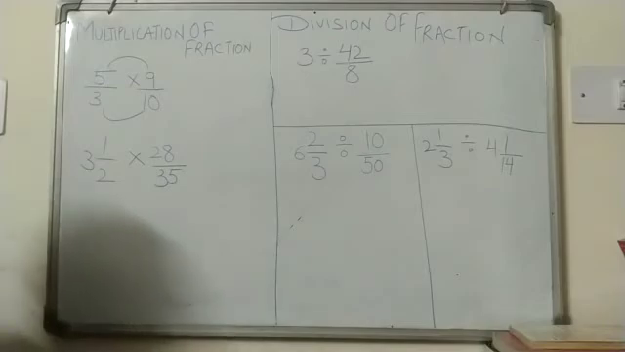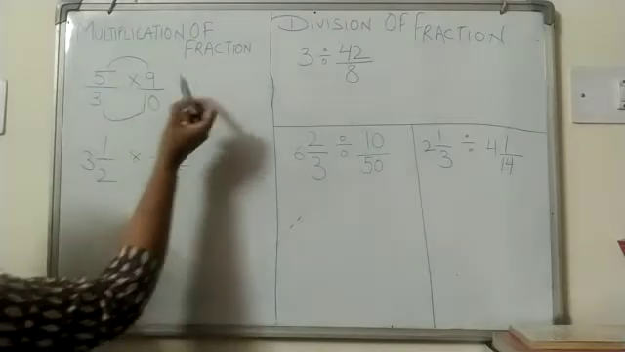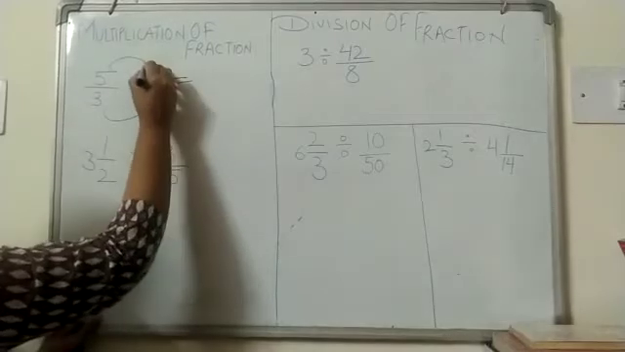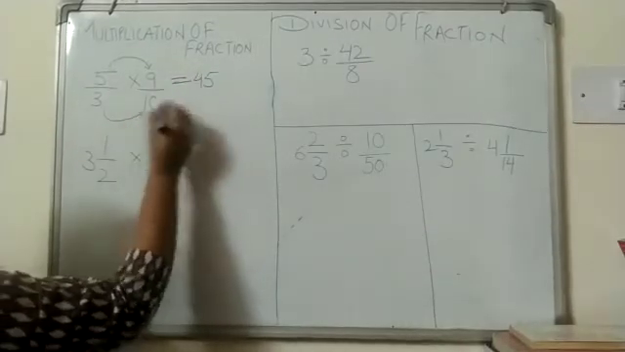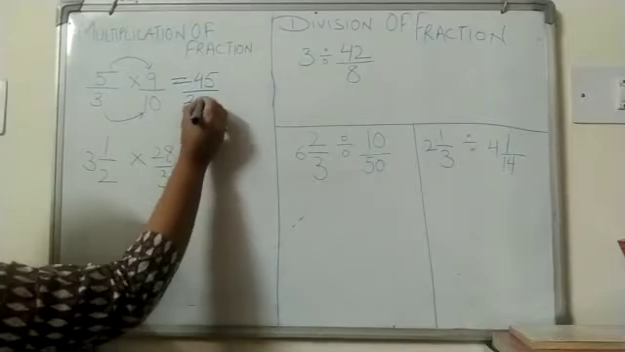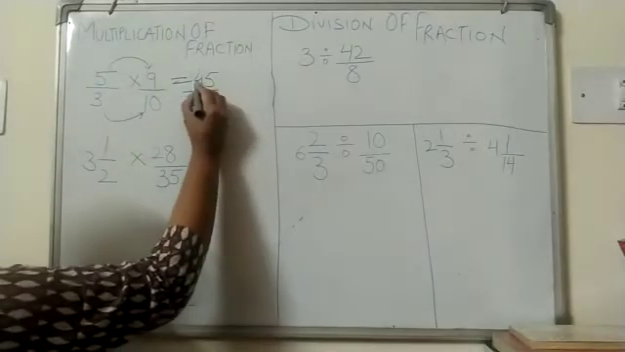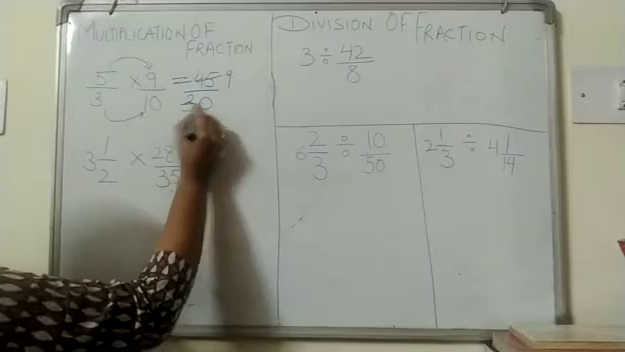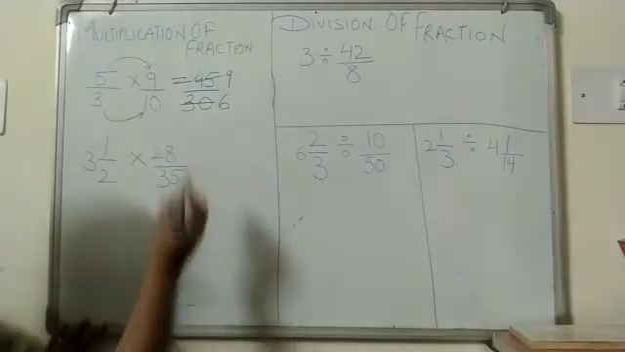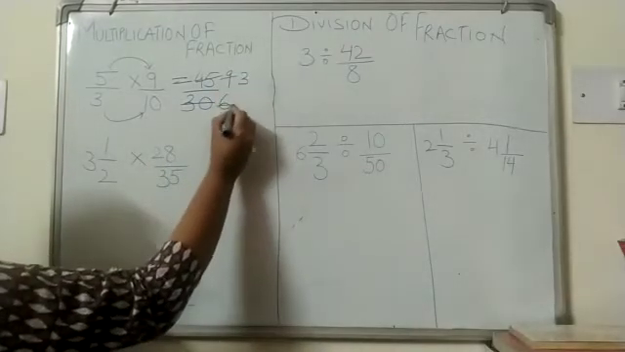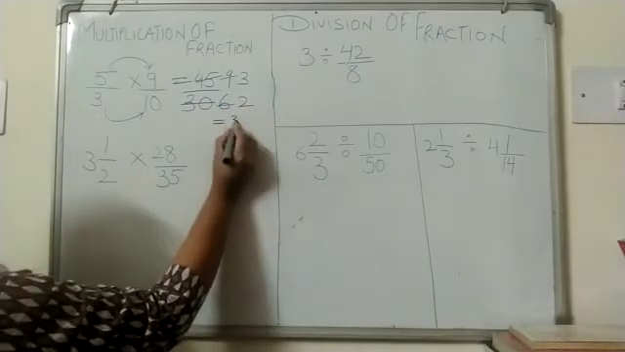For multiplication you have two options. Either you multiply the numerators, 5 by 9. So you will get 5 9s are 45, and 3 10s are 30. Once you get this fraction, you can convert it into the lowest term. So 5 9s are 45, 5 6s are 30. 9 and 6 are multiples of 3. So 3 3s are 9, 3 2s are 6. Now you have got 3 by 2.